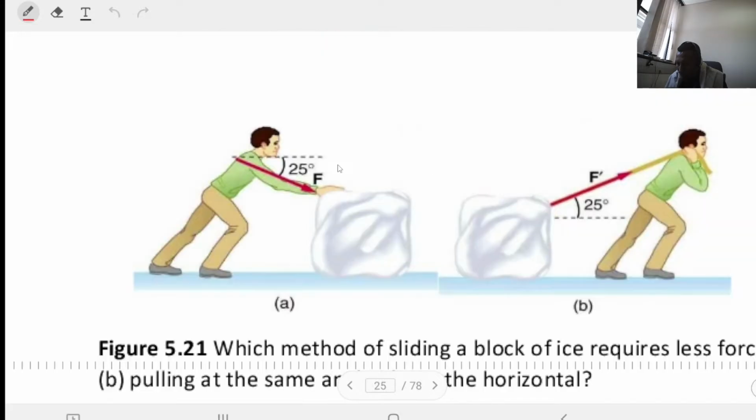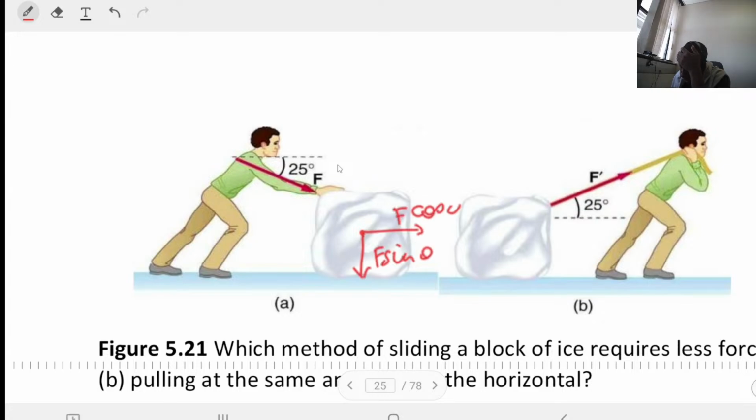I will do it properly even. The force is down. F sine theta is going this way. F cos theta is that way. Mg is down, and then normal force is up. Because this object doesn't move up and down, the sum of all forces along y is equal to 0. This implies that the normal force must be equal to mg plus F sine theta.